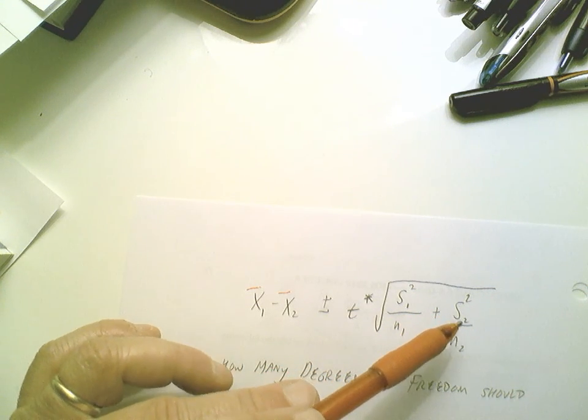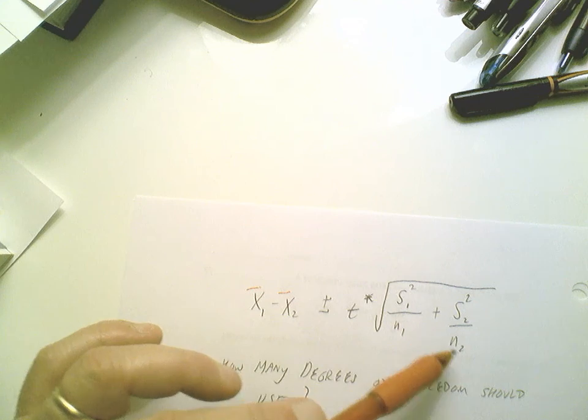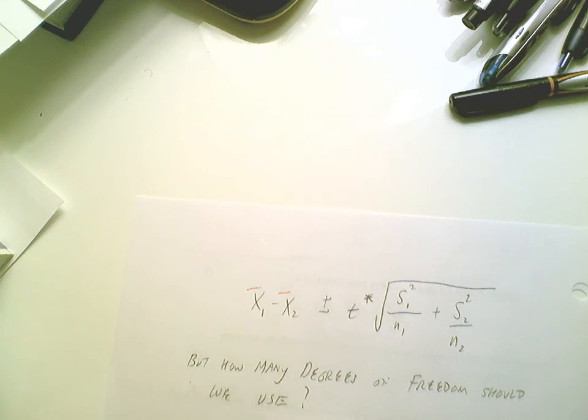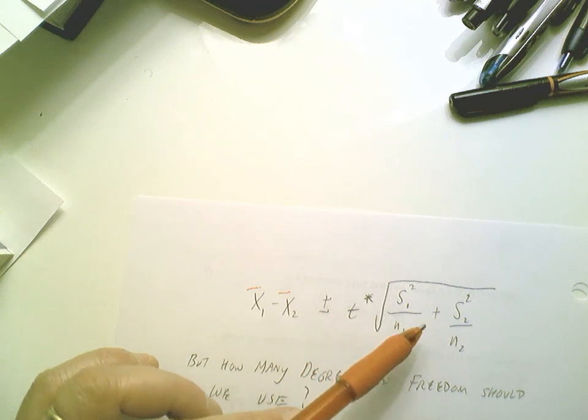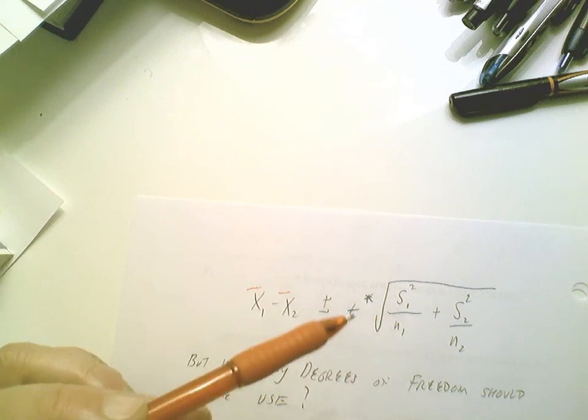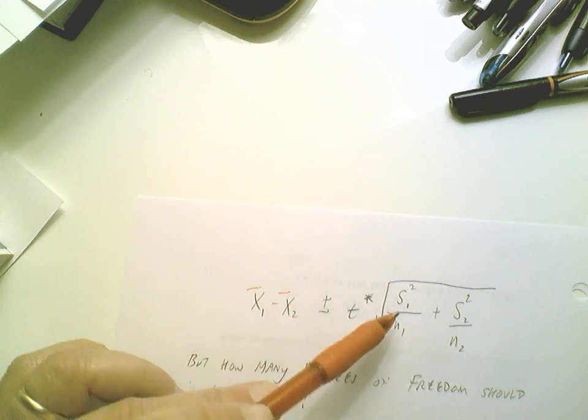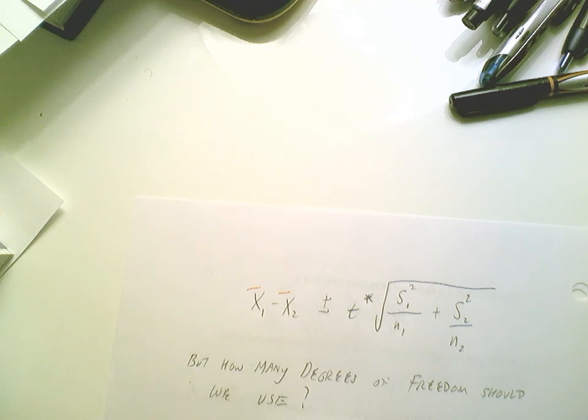Standard deviation from the second sample, square it, divide by n2, add those two lovely things together and take the square root. So this t star times this, our standard error, that'll become our margin of error, the plus and minus that we'll do with this confidence interval.